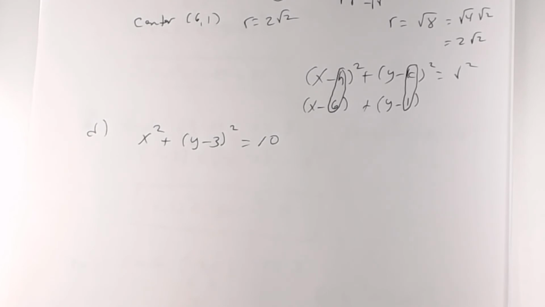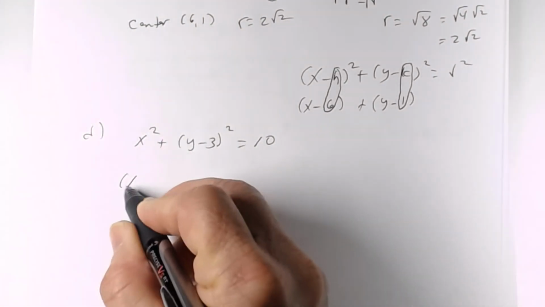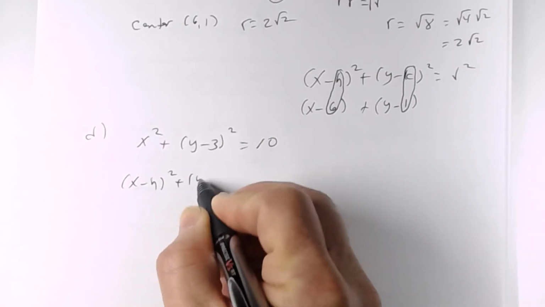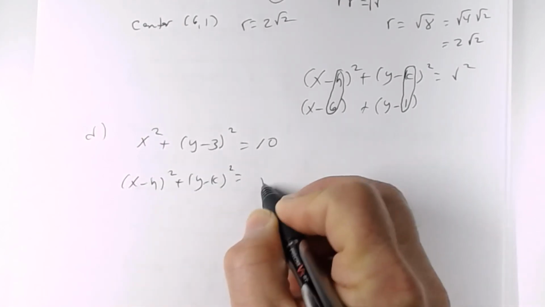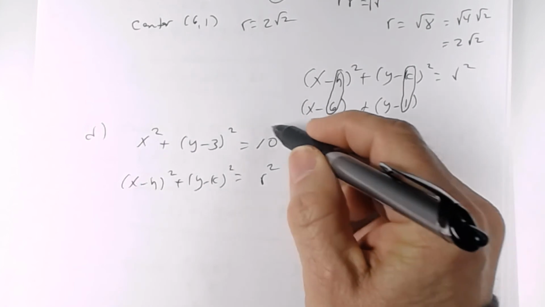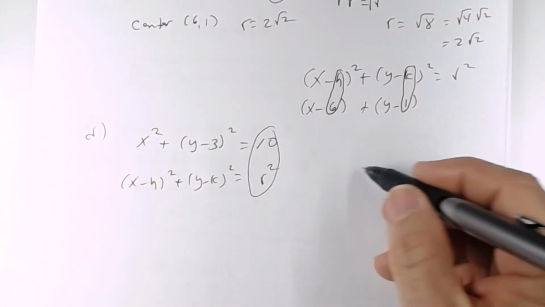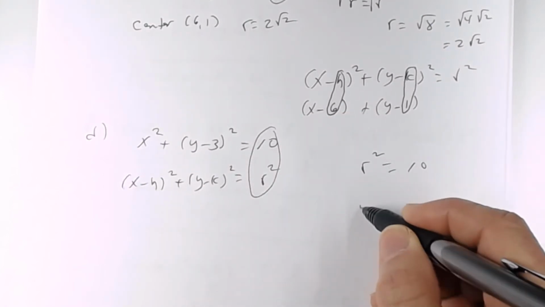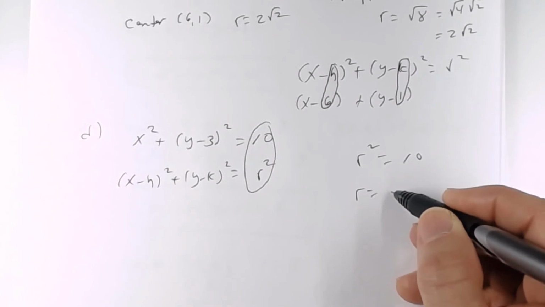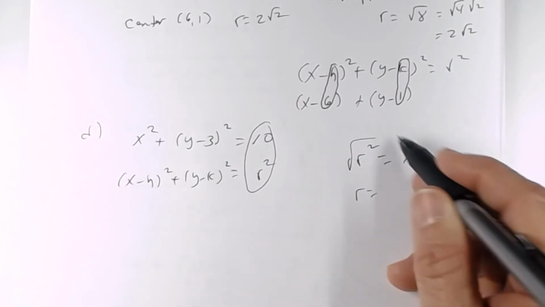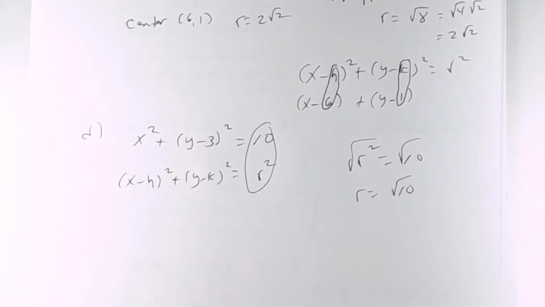Remember the formula, x minus h squared plus y minus k squared equals what? R squared. So isn't r squared equal to 10? If r squared equals 10, then what is r? Square root of both sides. Square root of 10. Can I simplify the square root of 10? No. So that's my radius. The radius is square root of 10.